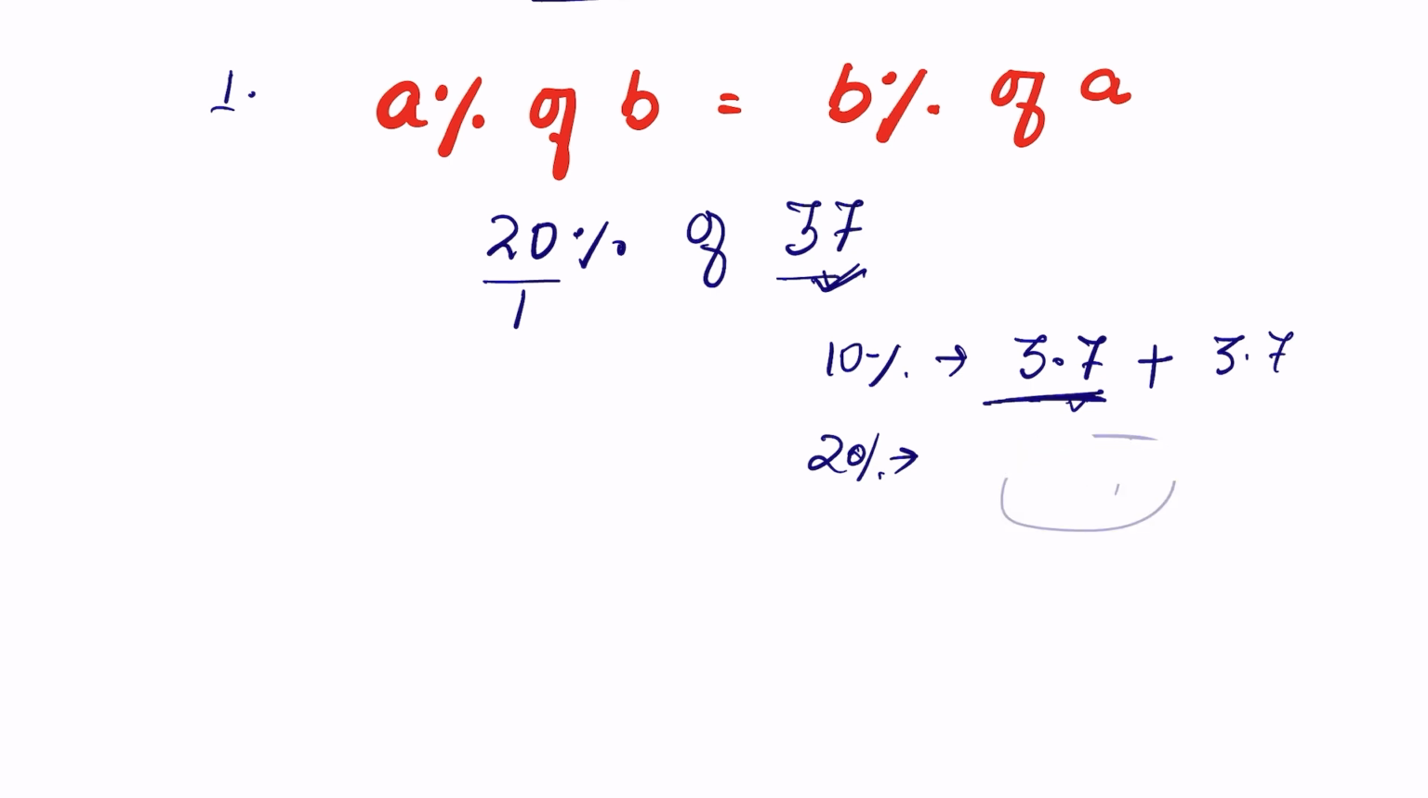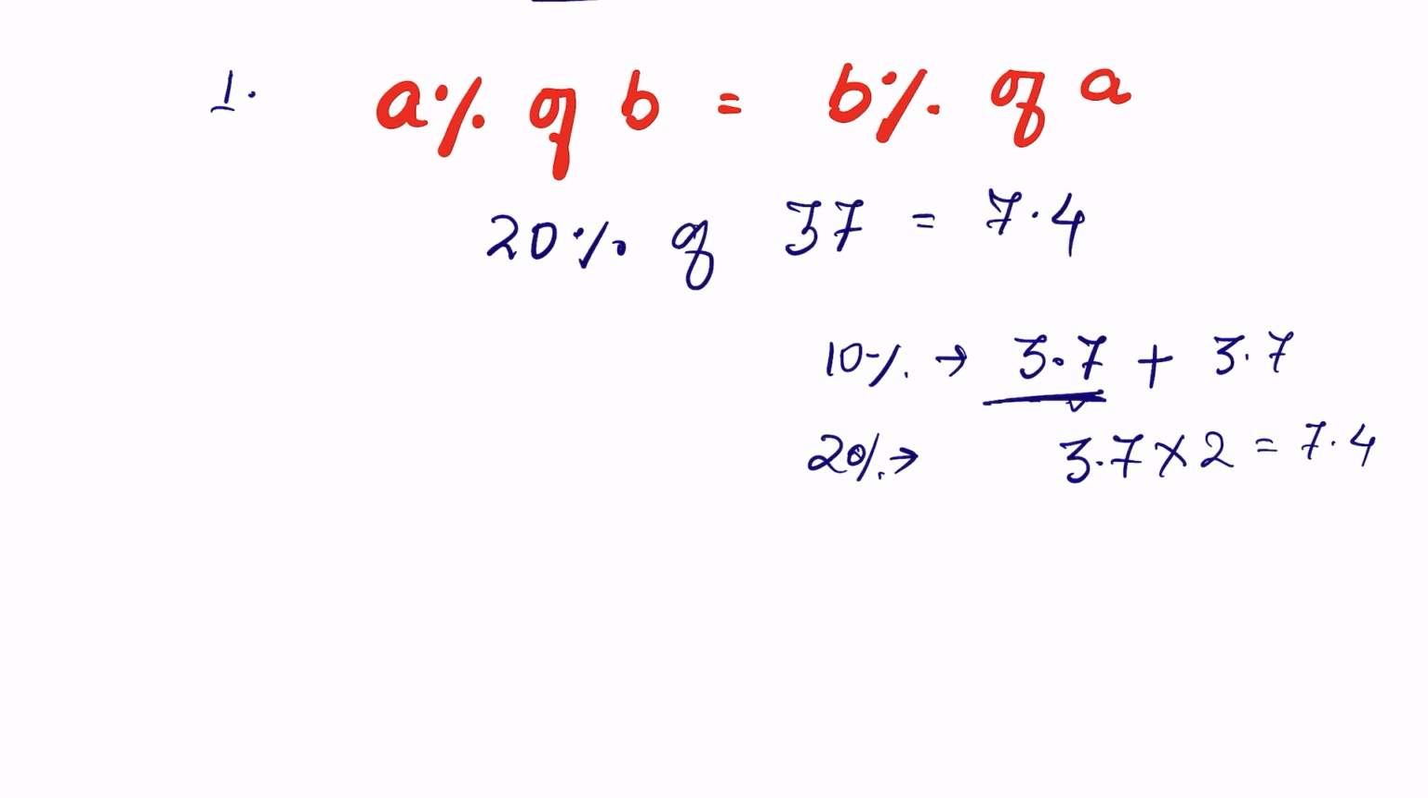Or what we can do, we can simply multiply 3.7 by 2. It is also equal to 7.4 because multiplication is nothing but addition only. So 20% of 37 is 7.4. So 37% of 20 equals 7.4. You can check in the calculator. So we have to find 37% of 20, so 37 times 20 upon 100. Let's see the result. It is equal to 7.4.